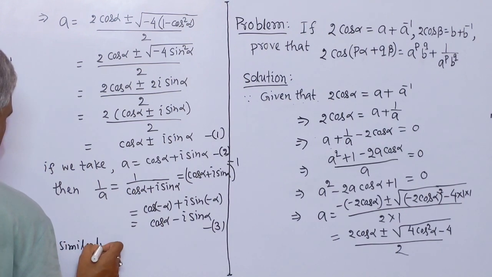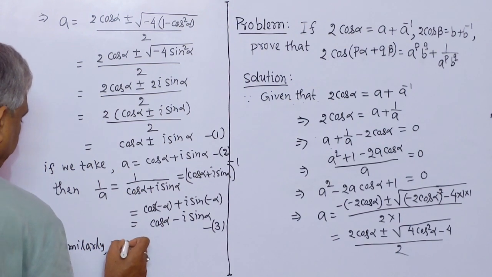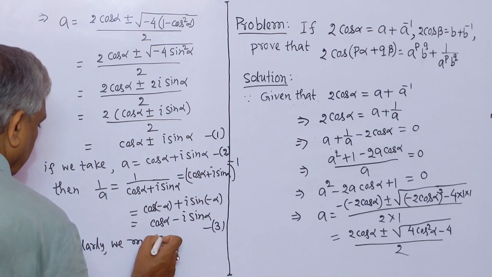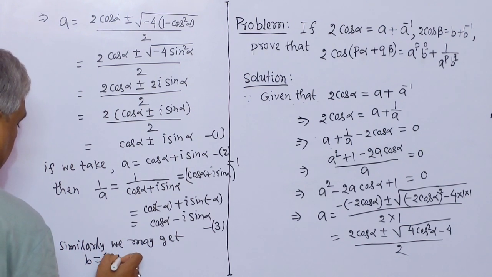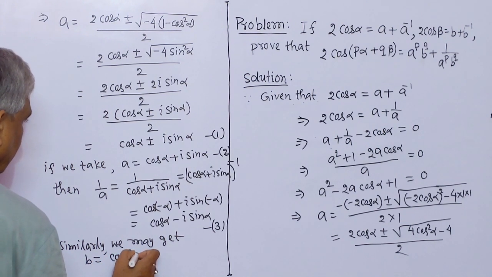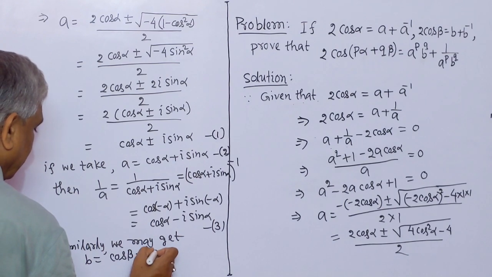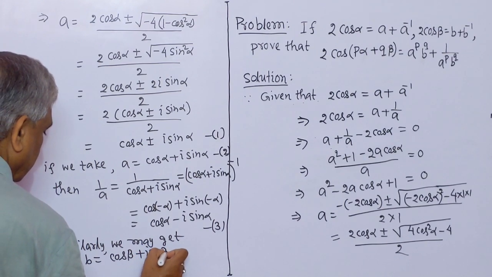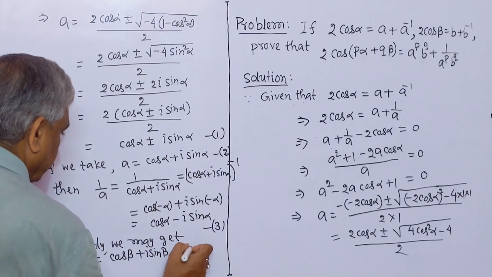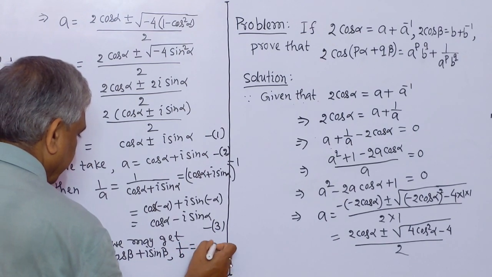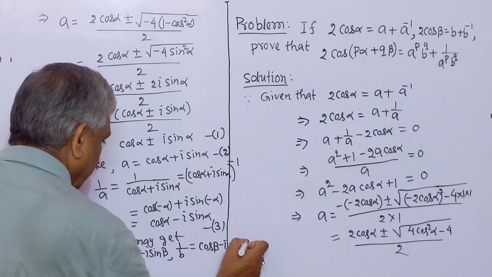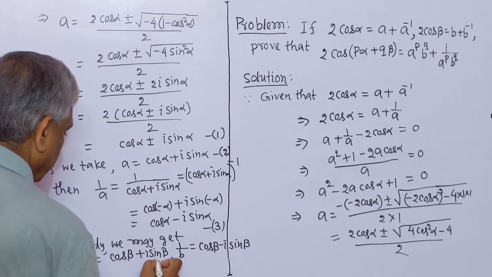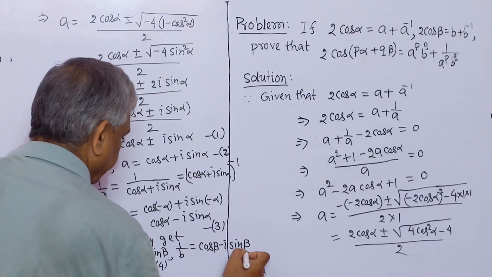Similarly, we may get b equal to cos beta plus i sin beta, and 1 by b equal to cos beta minus i sin beta. This is number 4 and this is number 5.